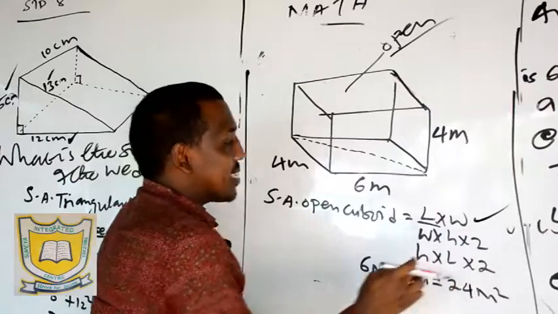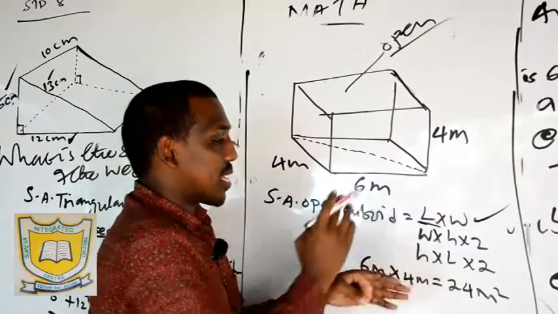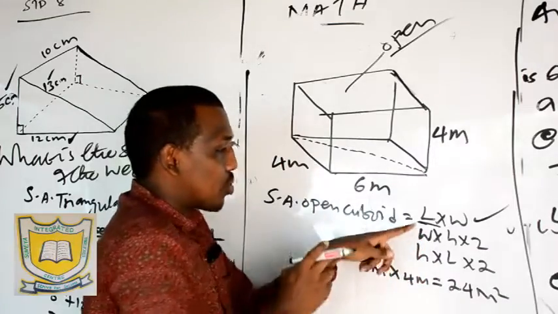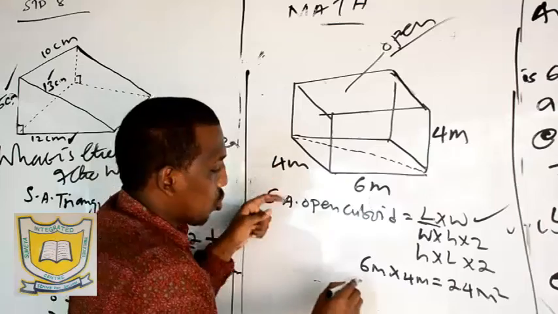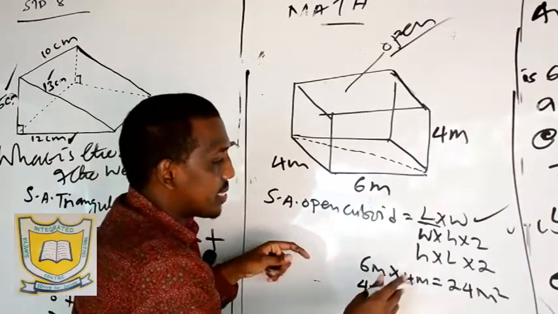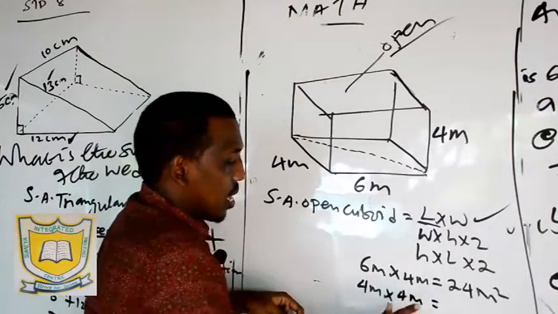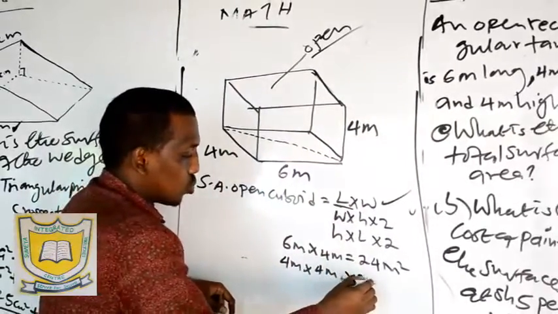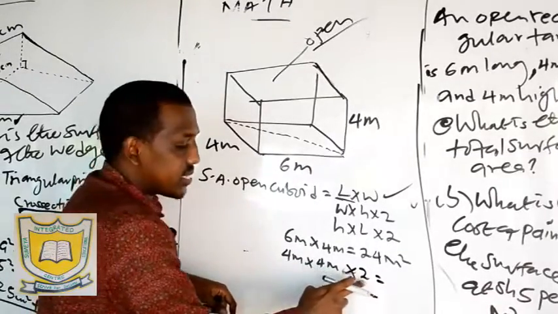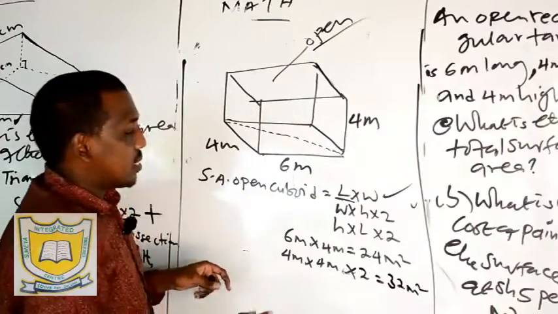Width times height. So here we have started the length. The second step, the other thing that starts is the width now, because the length has started the first one. So the width is the second now. The width, which is 4 meters, times height, which is 4 meters, times 2 now. This one is times 2, the other side. 4 times 4, 16. 16 times 2 is 32. 32 meters squared.